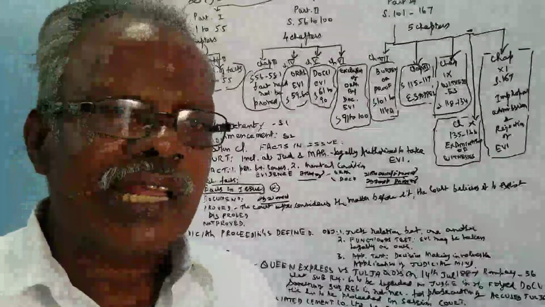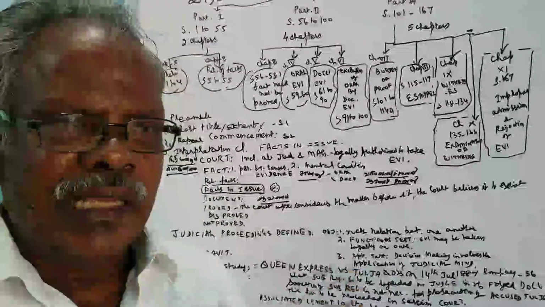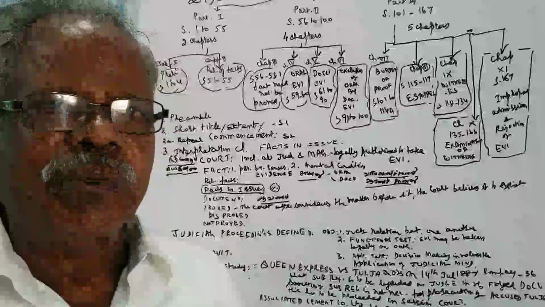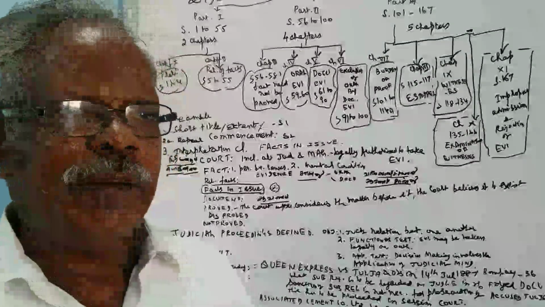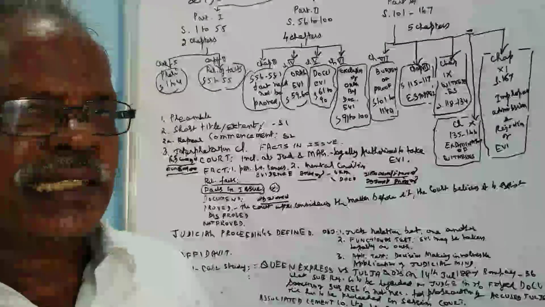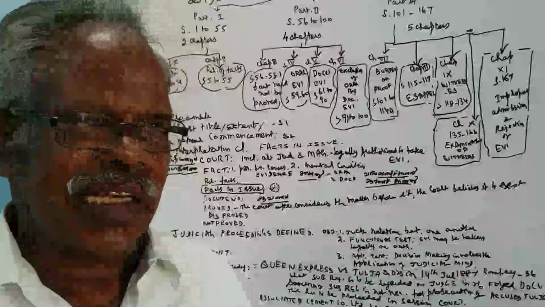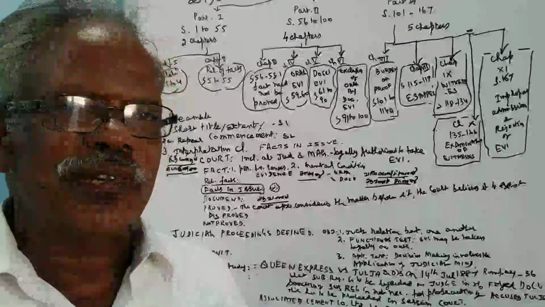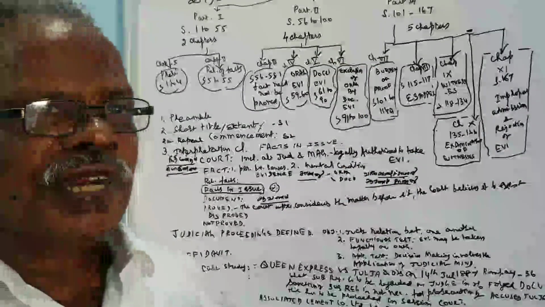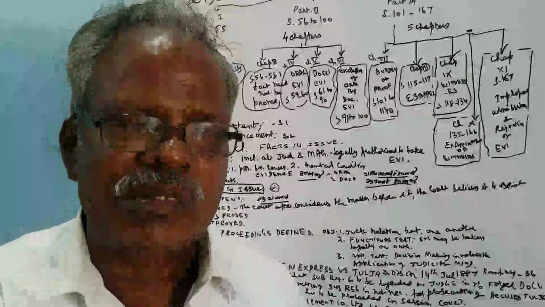Regarding the structural arrangement of the Evidence Act, it is divided into three parts: part 1, part 2 and part 3. Totally there are 167 sections. Part 1 consists of sections 1 to 55. Part 2 consists of 56 to 100. Part 3 consists of sections 101 to 167.